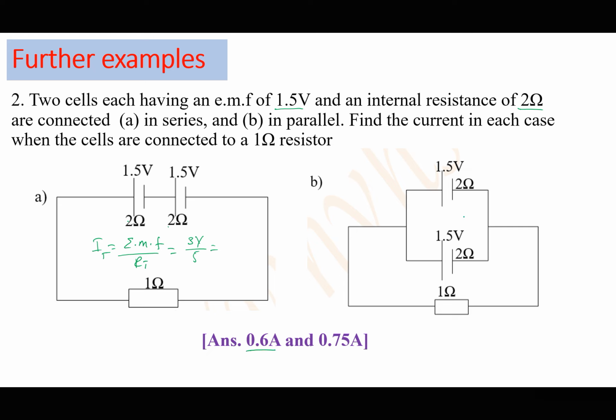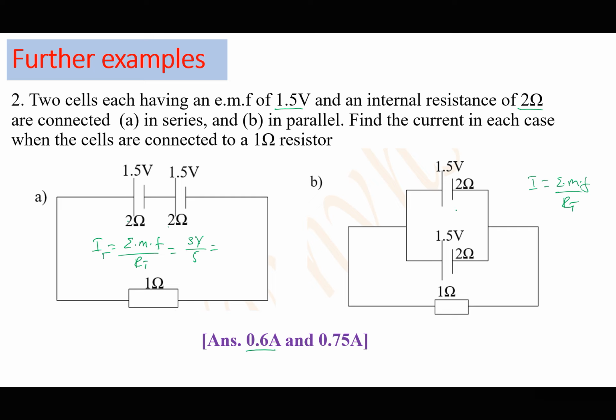Then in B, they are in parallel. So if they are in parallel and we want to find the current, current still is equal to the EMF over total resistance.